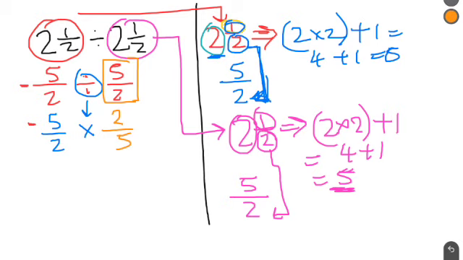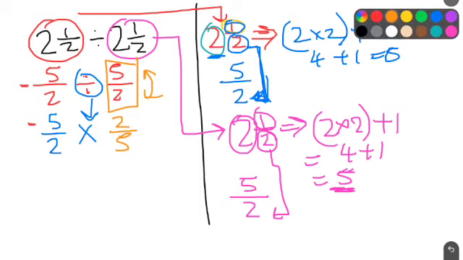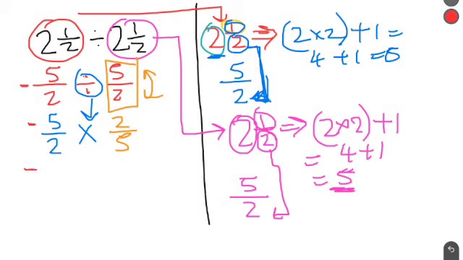Okay, so once again, just to review the steps. We change the sign from a division to a multiplication. Then we invert the rightmost fraction. Since it's 5 over 2, when we invert it, it's going to be 2 over 5. So we're basically flipping the fraction. Now our problem is 5 over 2 multiplied by 2 over 5.